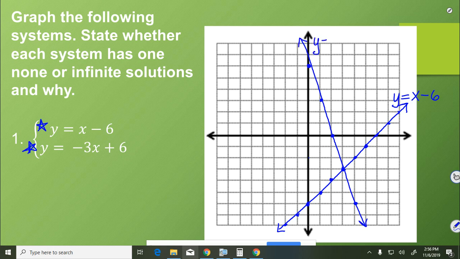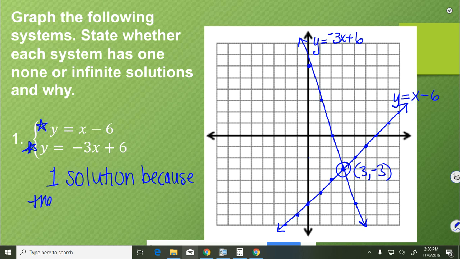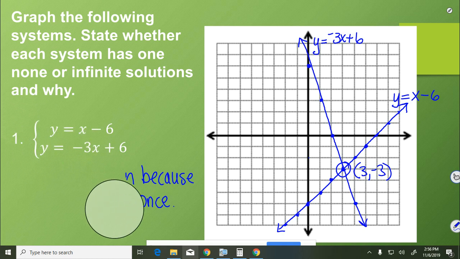Remember to label that equation and label the solution. So I'm going to circle it and put that it's at 3, negative 3. So this has one solution because it crosses once. Okay, so that should be simple, just like the ones we did yesterday. Let's take a look at another example.